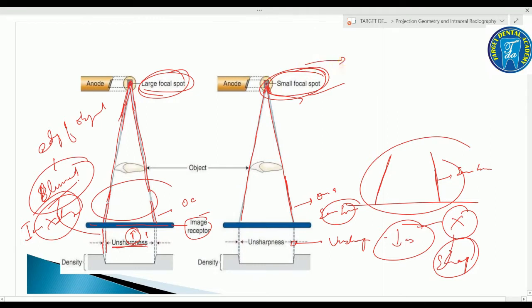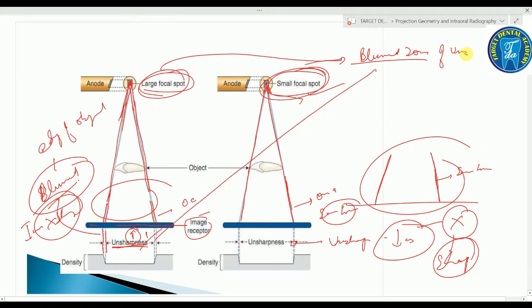So the important point is that the resulting blurred zone of unsharpness on an image causes a loss of image clarity by reducing the sharpness and reducing the resolution.